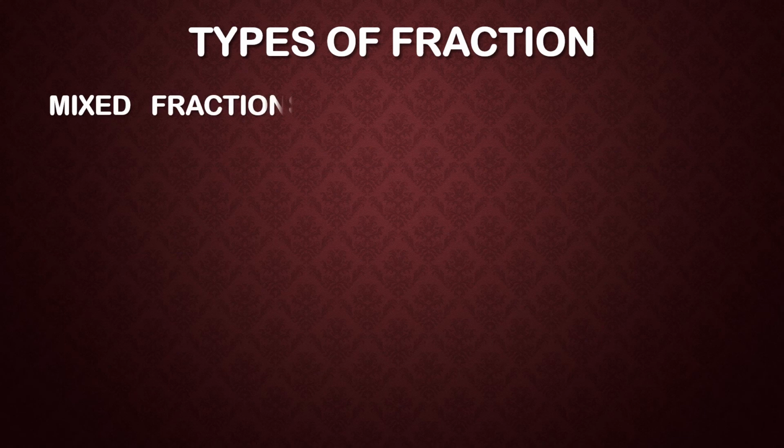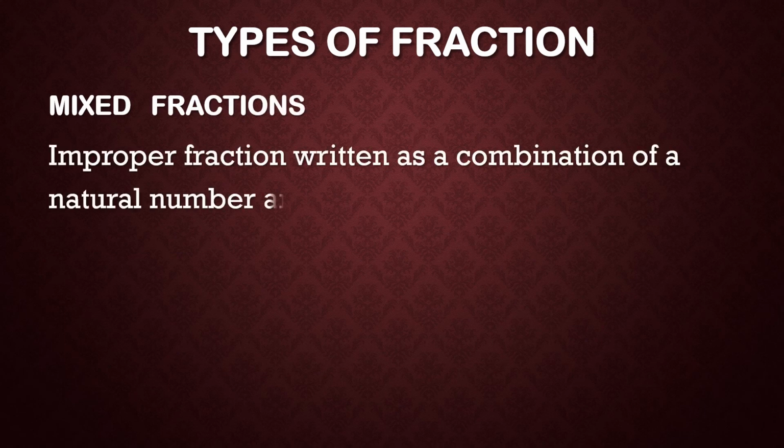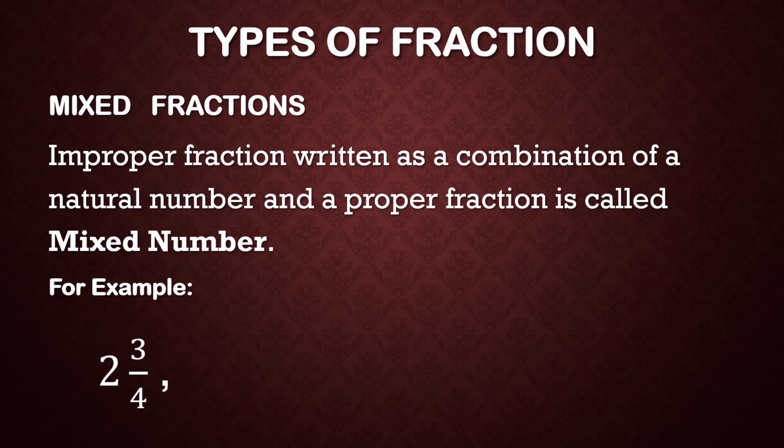Let us study mixed fractions. An improper fraction written as a combination of a natural number and a proper fraction is called a mixed number. For example, 2 3 upon 4. See, in this example 2 is a natural number and 3 upon 4 is a proper fraction, and 2 3 upon 4 is a combination of a natural number and a proper fraction. Another example is 7 1 upon 9, the next is 5 2 upon 3 and one more example is 1 1 upon 2.